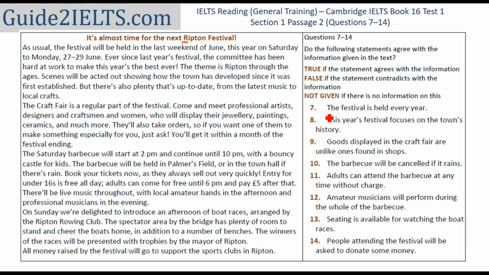The seventh question says, the festival is held every year. So the information I'm looking for is how often the festival is held, and is it every year? Let's start going through the passage now. As usual, the festival will be held in the last weekend of June, this year on Saturday, and ever since last year's festival. So this could be tricky, because the reason this answer is true is this "as usual". So as usual means every year it happens in the last weekend of June. We have started with the tricky one for sure, but let's go on.